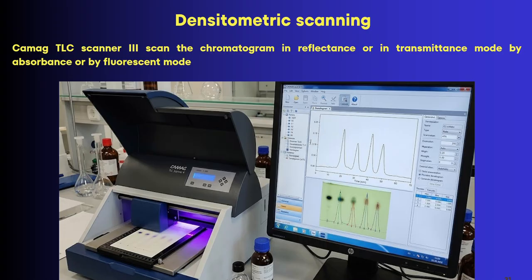Then start the scan of the tracks. The scanner moves across the selected tracks and measures the optical response of each separated band. The result is presented as a densitogram. It consists of a graph with an x-axis and y-axis. The x-axis measures the distance and the y-axis the absorbance. So the area or height of the peak can be used for quantification.